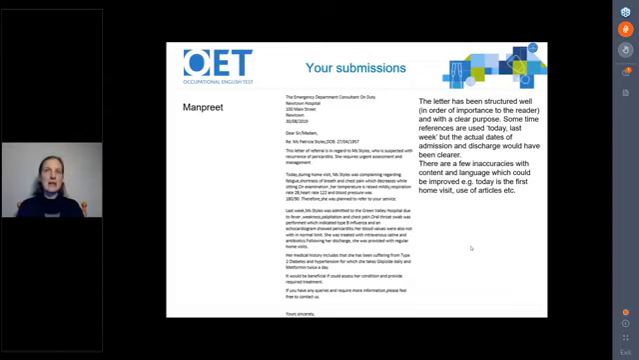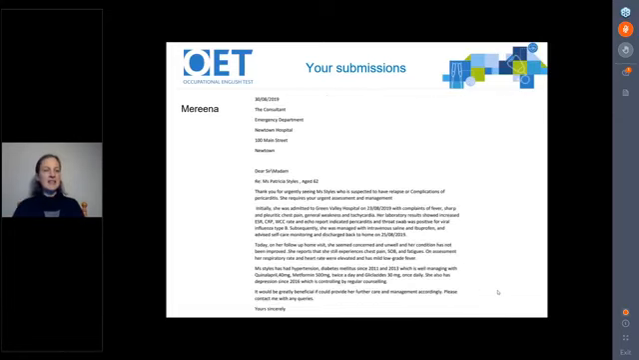There are also a few inaccuracies in this letter with content and language which could be improved. For example, today is the first home visit, whereas the letter suggests regular home visits. Following her discharge, she was provided with regular home visits, which is a little bit confusing. So be careful with little inaccuracies like that, and also language, use of articles, etc., which would improve the overall accuracy of this letter.